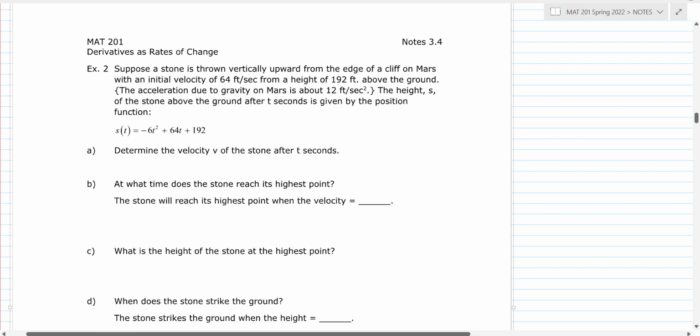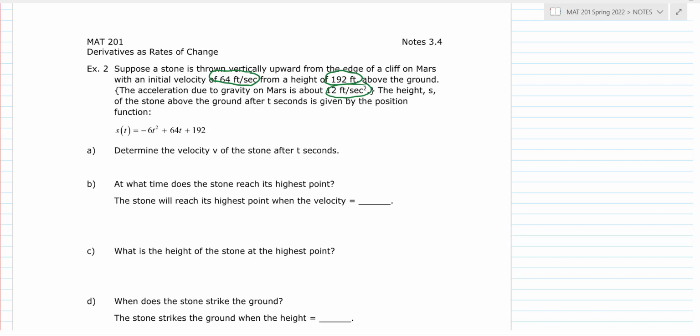Okay, so this is kind of applying what we're learning now. This one says that you have a stone that's thrown vertically from the edge of a cliff on Mars. It has an initial velocity of 64 feet per second. You're throwing it from a height of 192 feet above the ground. Then the acceleration due to gravity on Mars is 12 feet per second squared. It's lower than the 32 feet per second squared on Earth because it's a less massive planet.